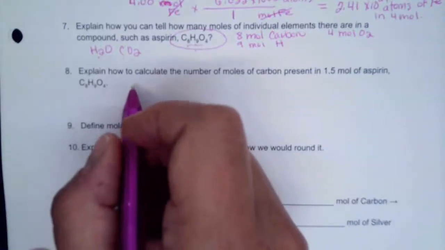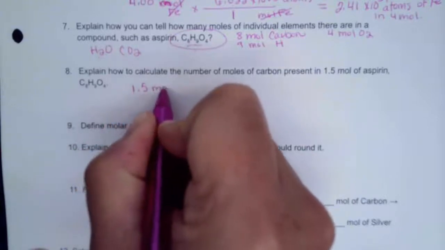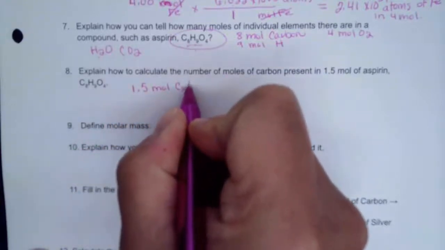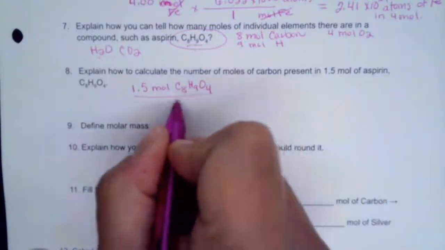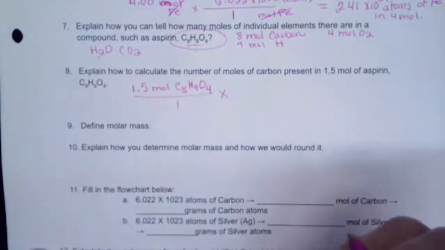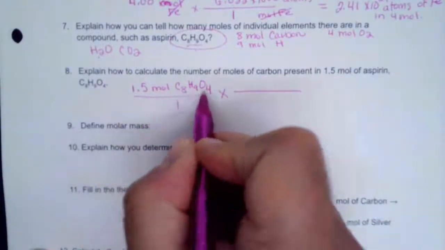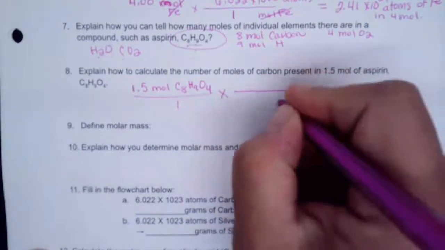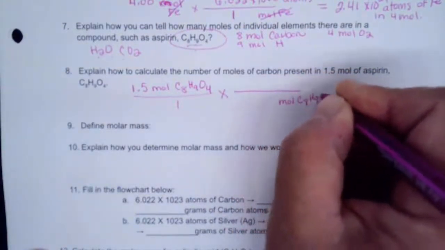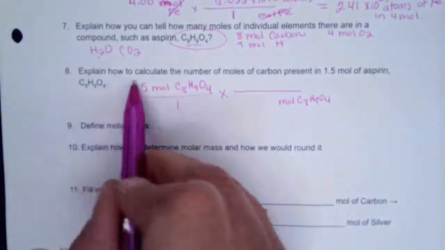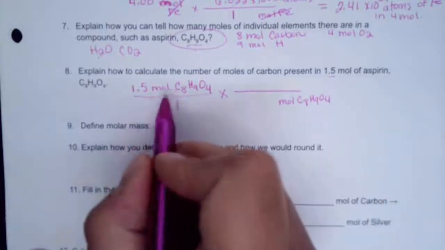So here's what you're going to do. Take what you start with. We have 1.5 moles of C8H9O4. If you want, you can put that over 1. We know that moles of aspirin has to be down here, because we want these to cancel out. And the problem tells us that we have 1.5 moles of aspirin. So that's here.